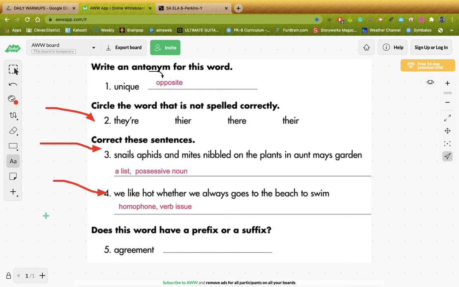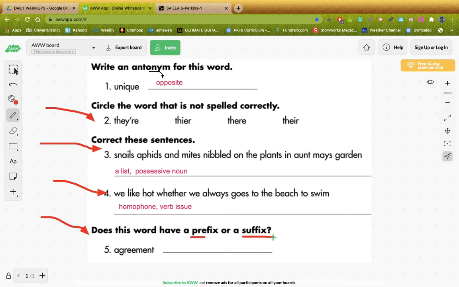And then look at number five. We've got, does this word have a prefix or suffix? Well, what is a prefix and what is a suffix? You can't answer this unless you know what those two things are. And guys, a prefix goes before the word. A prefix is attached before the word. A suffix is attached at the end of a word.